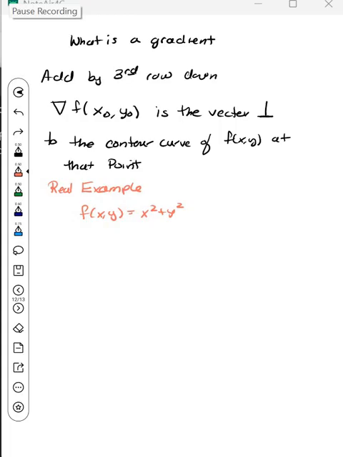Unfortunately. So look at a contour curve. You already told me what this looks like. Contour curves are when you set that equal to a constant. You already told me what that is. It makes a shape of what? Circle.